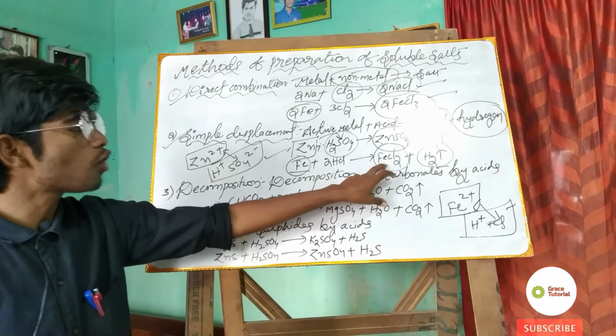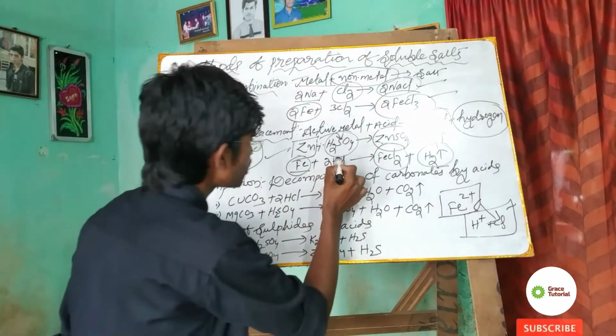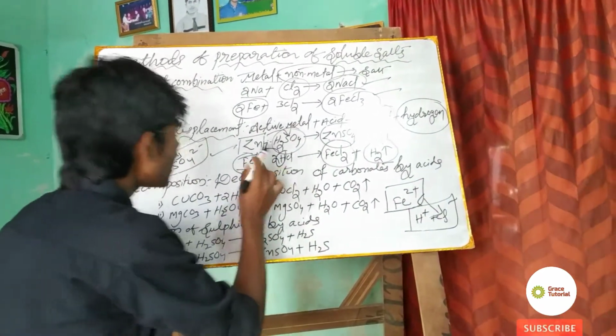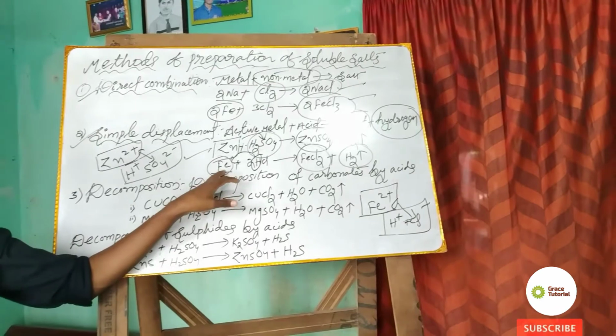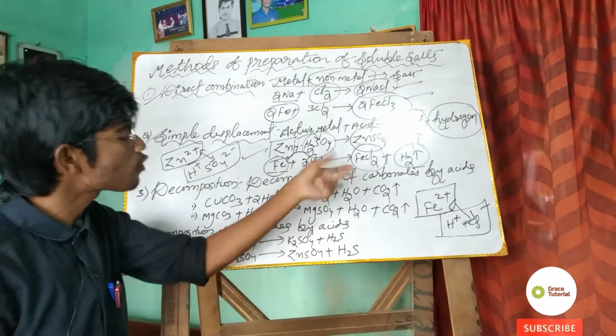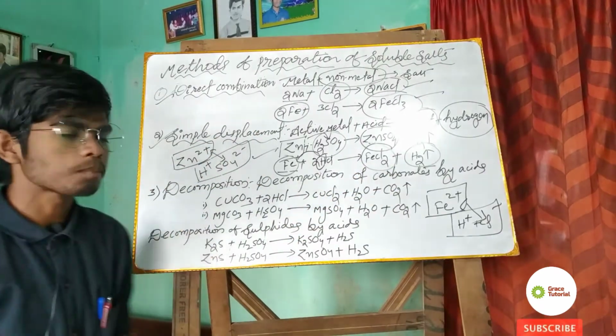And how is the salt formed? This salt is formed by the displacement reaction. The hydrogen has been displaced here by the iron atom. Since the iron atom is a reactive metal, it could easily displace the hydrogen atom from the hydrochloric acid, and it finally forms FeCl2, that is a salt.